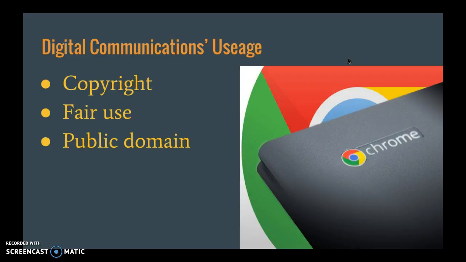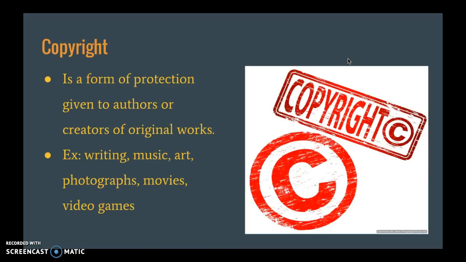So what do I mean by digital communications usage? Digital communications are just simply websites, videos, audio, text, and animated multimedia are some examples. So what is copyright? Copyright is a form of protection given to authors or creators of original works. Some examples of those works might include writing such as novels and poetry, music or audio recordings, art, photographs, movies, video games, computer software. And when you are the creator of works, you have the rights to that work. Your work is under copyright protection the moment you create it and make it into a tangible form.